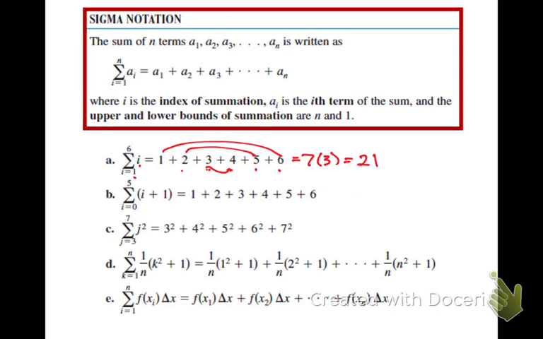What's my equation? I'm squaring it. So I'm going to start at 3 and plug in till I get to 7. Okay, so I have 9, 16, 25, 36, 49. Now, is the trick I used on the last one going to work? No, because it's not arithmetic. I'm not adding one thing. No, it won't.